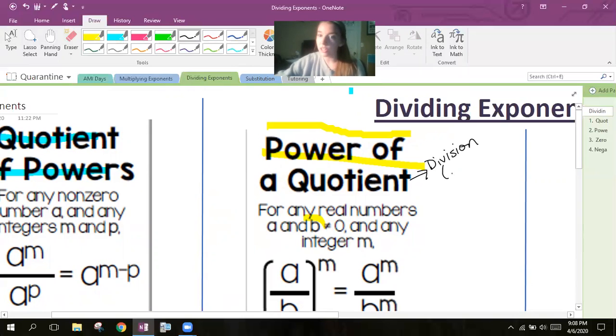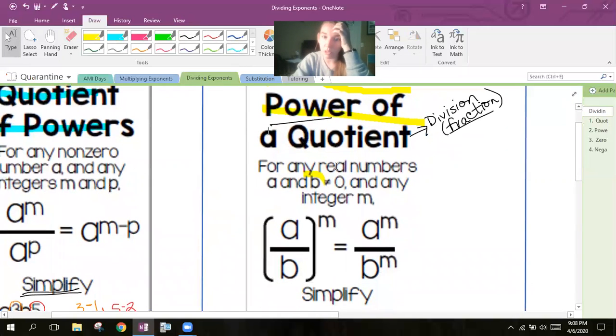Okay, so that could look like a fraction. All right, and so basically you're taking a fraction to a power. Okay, it's raised to a certain power. So again, this is for any real number that's not 0 and it's an integer. So again, positive 1, 2, 3, 4, 5, 6, 7, and so on, and negative 1, 2, 3, 4, 5, and so on.